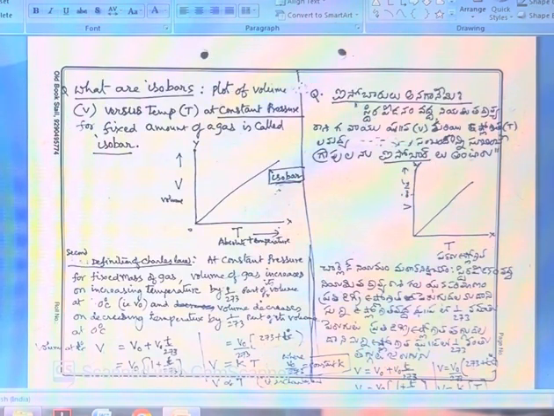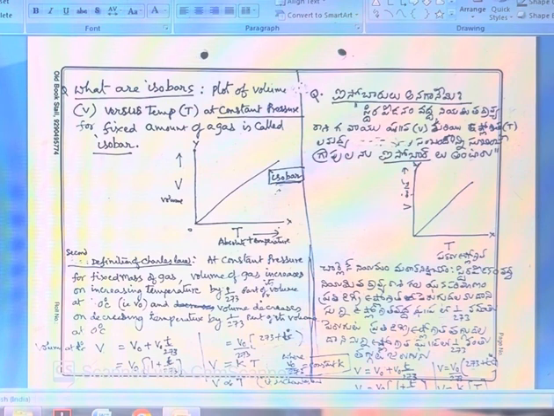So, what are isobars? Plots drawn at a constant pressure between two variables such as V and T, volume and temperature, are called isobars. Already we have seen isotherms. Isotherms are plots or graphs drawn at constant temperature between the other two factors P and V. That is Boyle's law, Boyle's curve, a hyperbola.